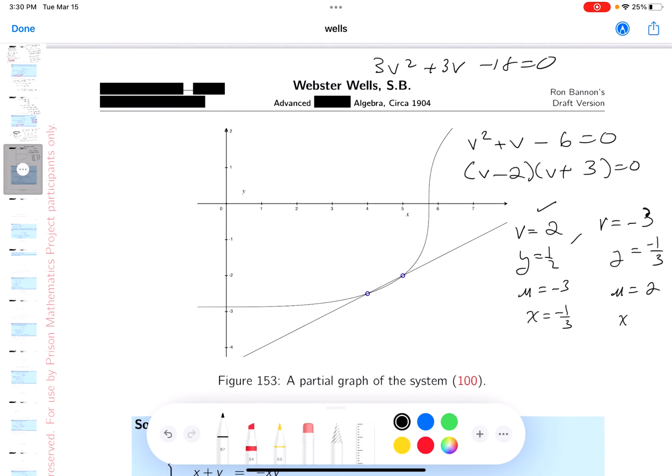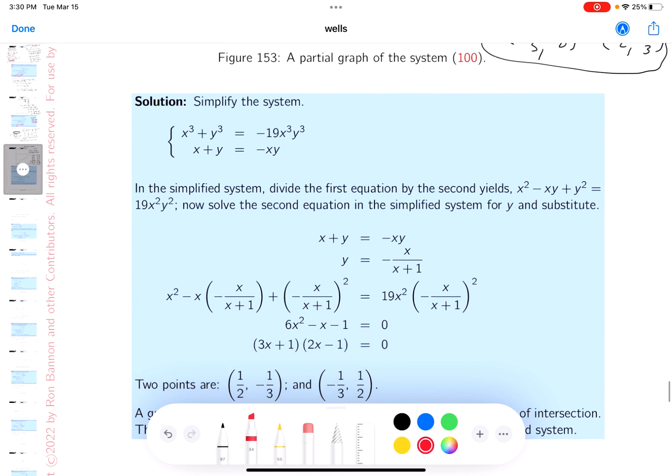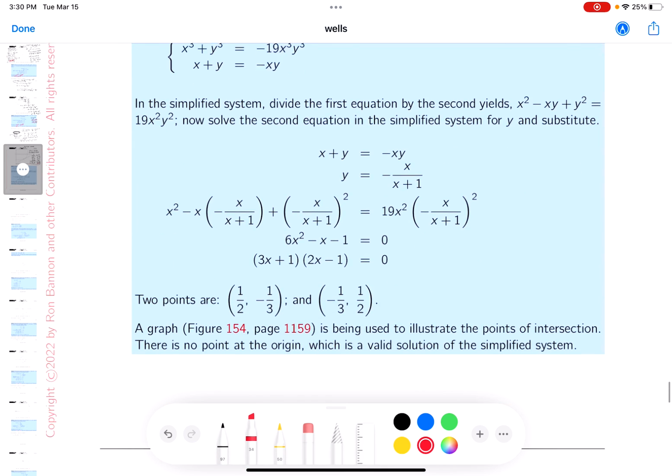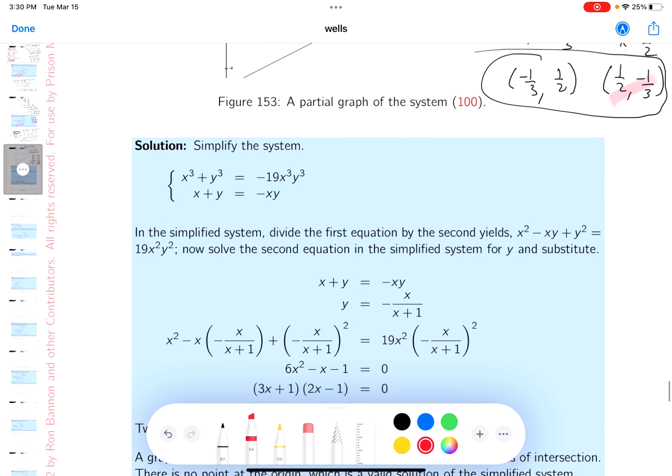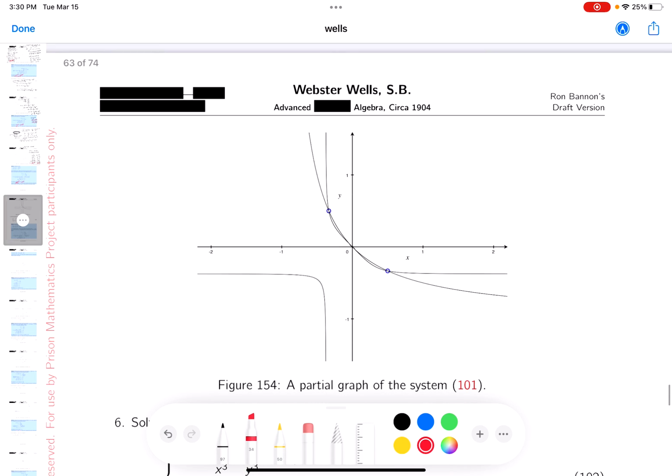So what does that mean? X is 1/2. Let me write those ordered pairs down for you. Minus 1/3, comma, 1/2. And what's this ordered pair over here? 1/2, comma, minus 1/3. All right, put a circle on that. Let me get my red pen out. I want to see if I got those answers. 1/2, minus 1/3, and minus 1/3, 1/2. They also provide a picture for you, figure 154, over here where they plot those points out in the curve. These are not easy curves to graph, by the way. I use a machine to do it.